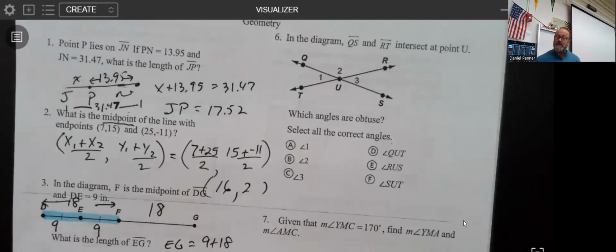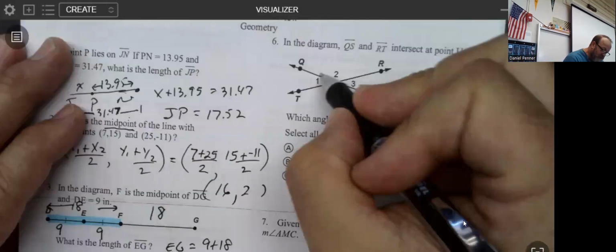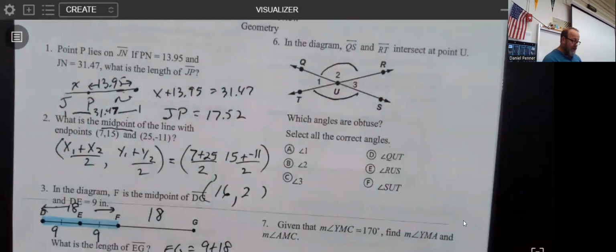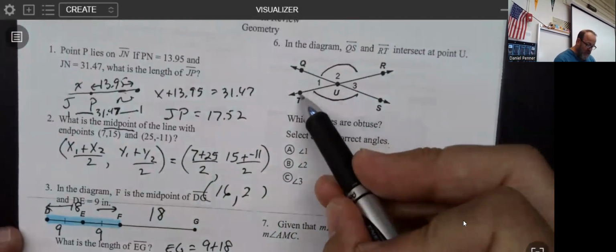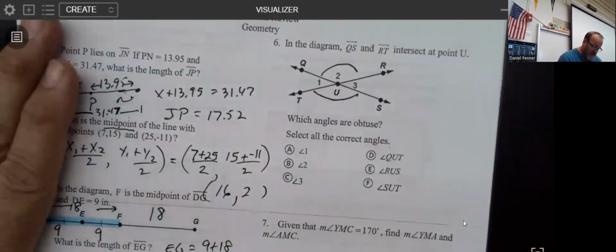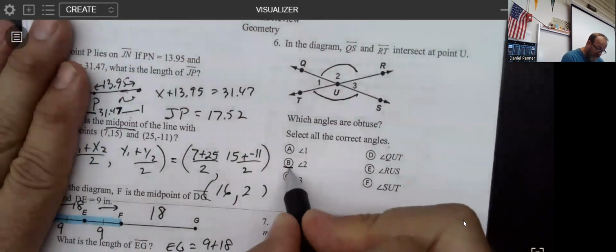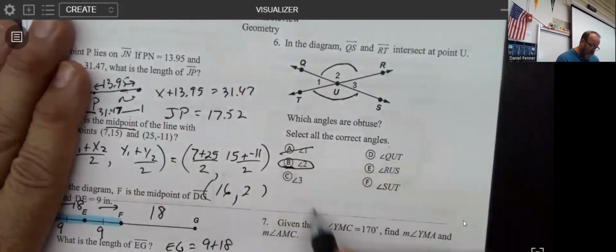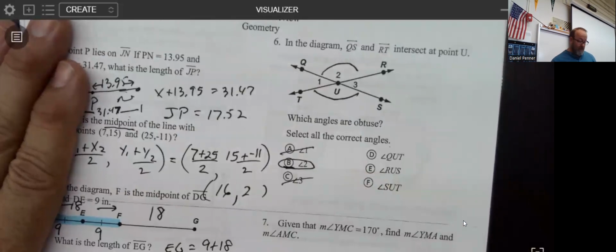On number 6, we've got this diagram, and I want to know which angles are obtuse. Remember, an angle is obtuse if it is bigger than 90 degrees. So clearly this one and this one are pretty substantial, large angles. I can't call angle TUR obtuse because it's technically a straight angle. It has to be somewhere between 90 and 180, but not quite. So angle 2 would be a fair one to call obtuse. I definitely could not classify 1 or 3 as obtuse. Those are clearly acute.